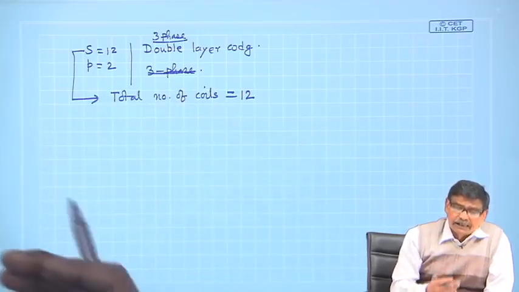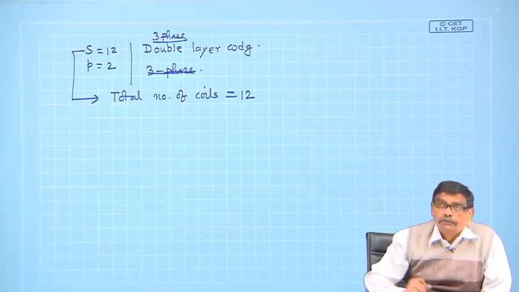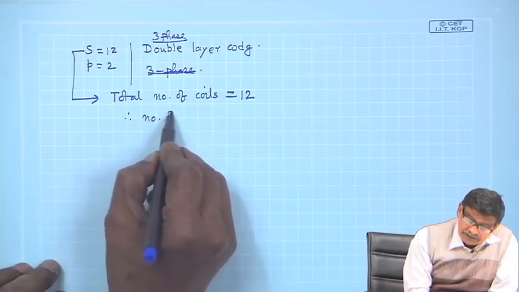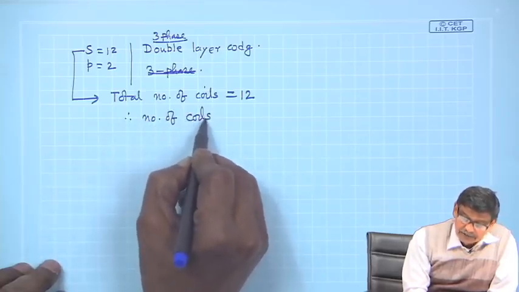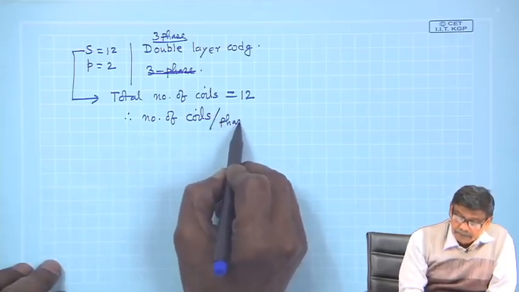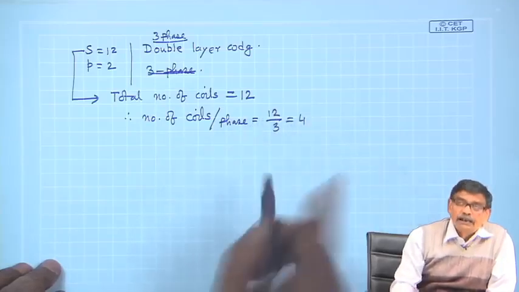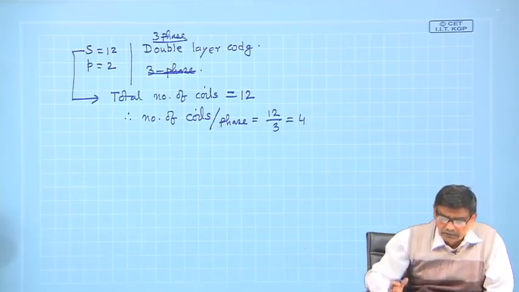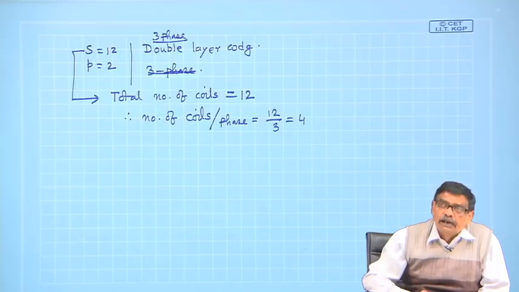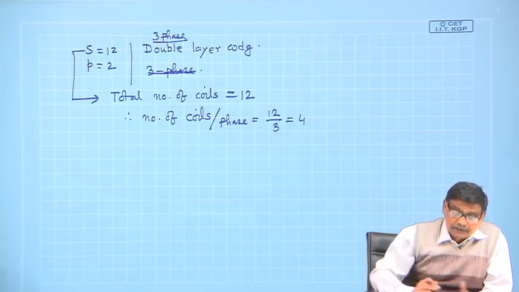In a 3-phase winding there will be R phase, Y phase, B phase, but the total number of coils will be 12. It is to be a balanced 3-phase winding, so the number of coils per phase must be 12 by 3, 4. These are very simple calculations. Total number of coils 12, R phase must have 4 coils, and Y phase and B phase 4 coils each.